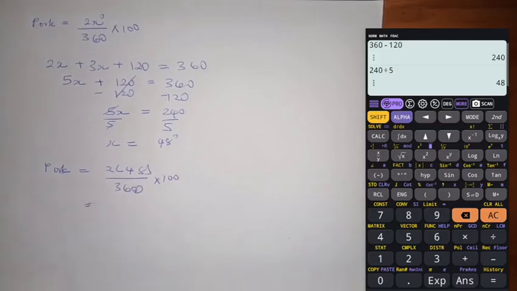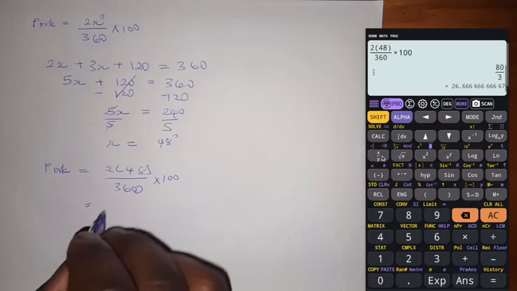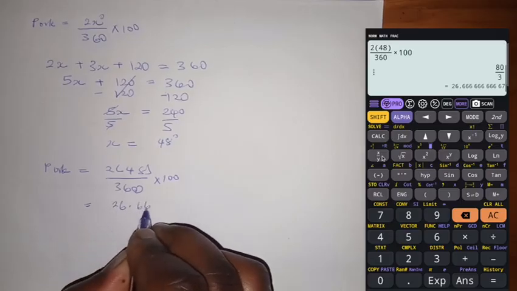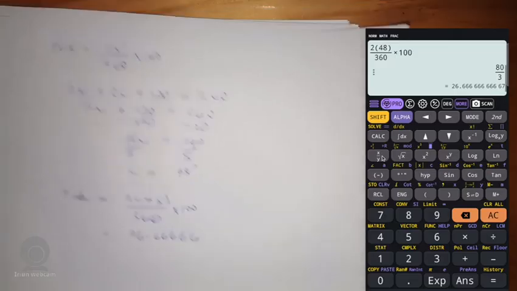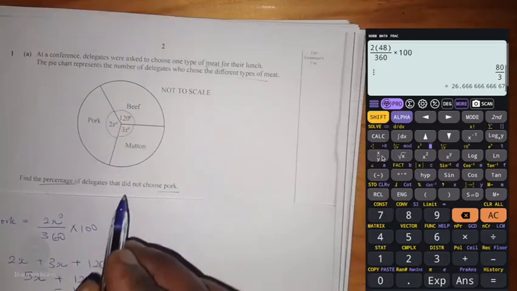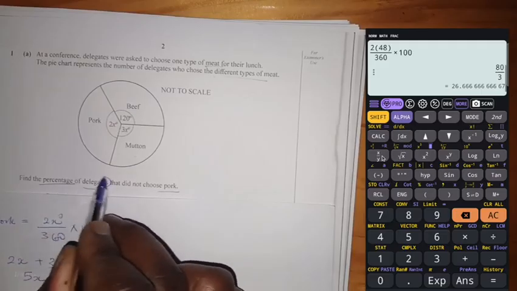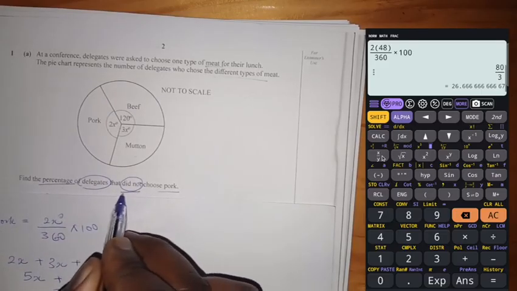So this is going to give me, let's use our calculator, fraction first, 2 times 48 over 360, and this is giving me 26.666666 recurring. That's the percentage of the people that liked pork. Now let's go back to the question. The question says find the percentage of the delegates that did not choose pork.